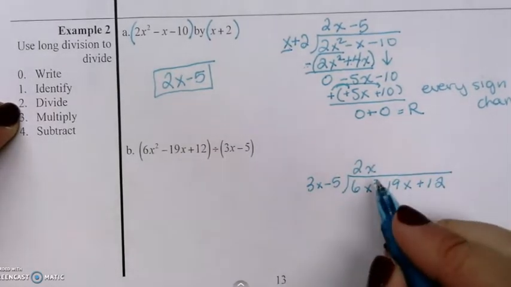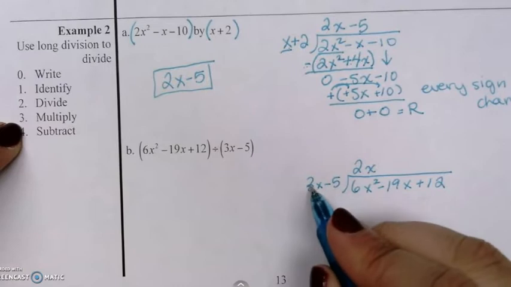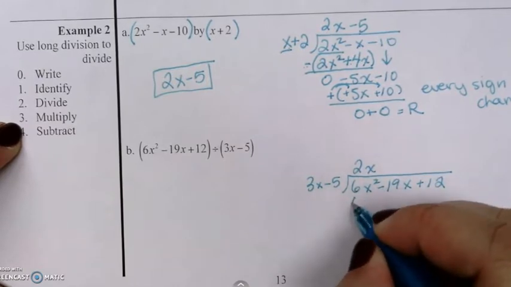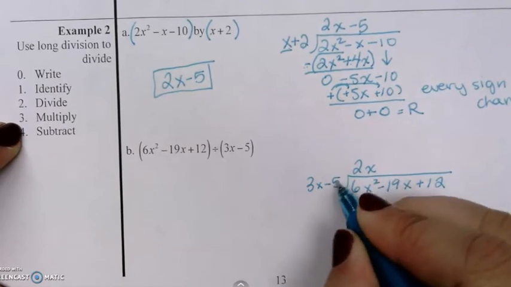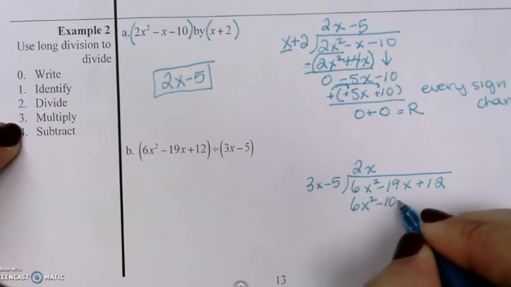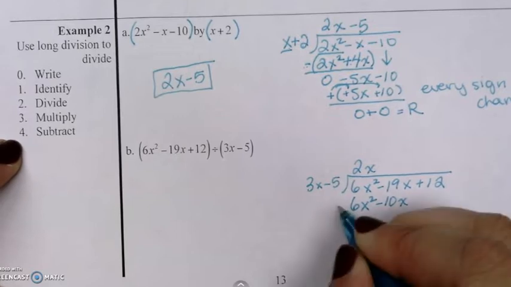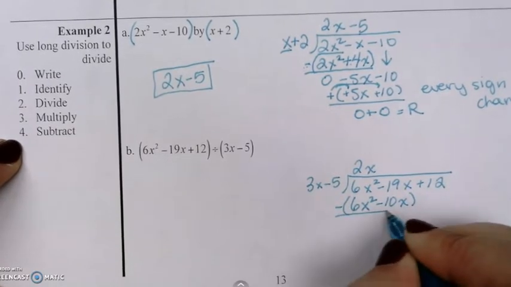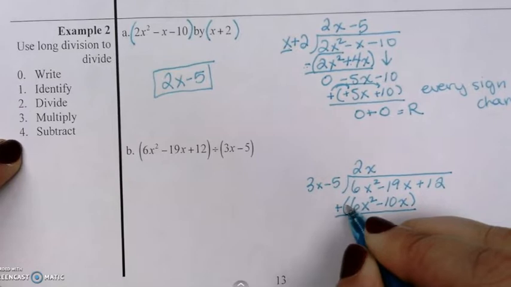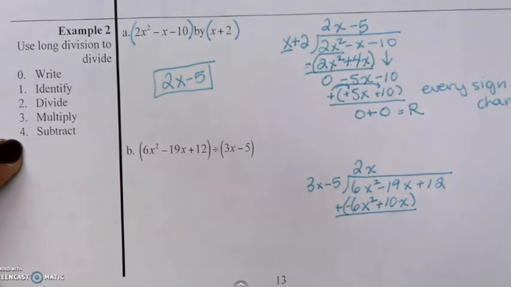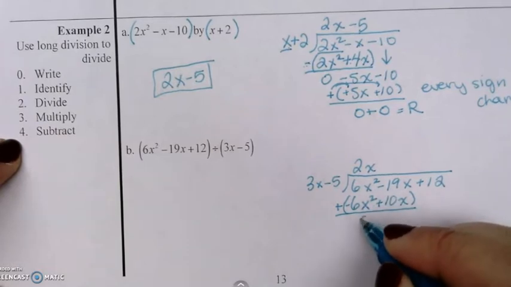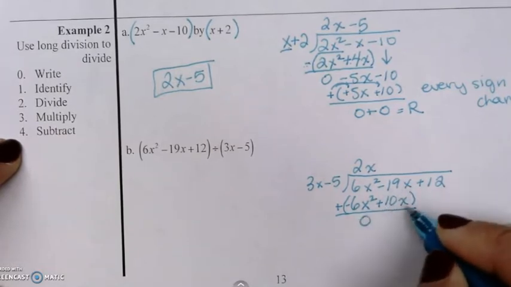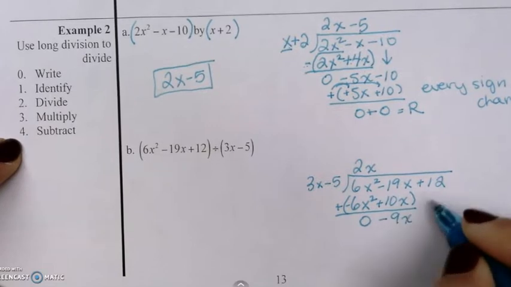2x. Multiply, 2x times 3x minus 5. 2x times 3x is 6x squared. 2x times negative 5 is negative 10x. And then subtract. And when I subtract, I'm going to distribute the negative, meaning I change every sign. And now I can add. 6x squared minus 6x squared is 0. Negative 19x plus 10x is minus 9x. And bring down my plus 12.